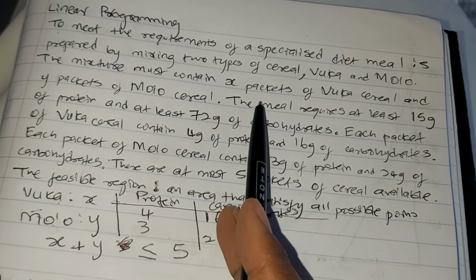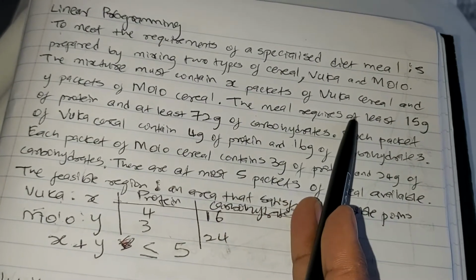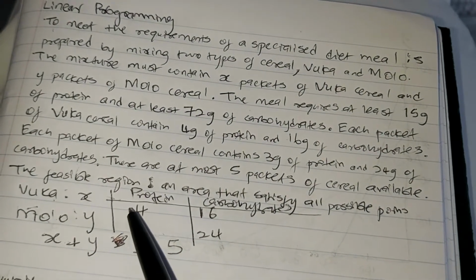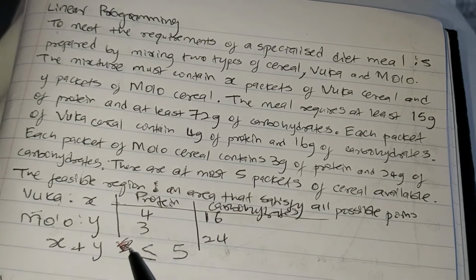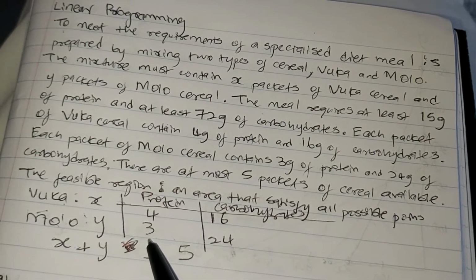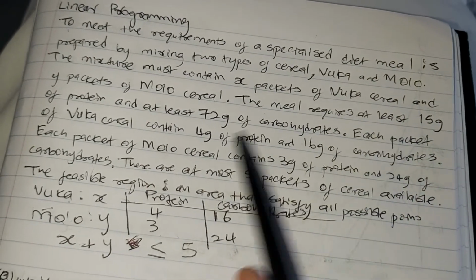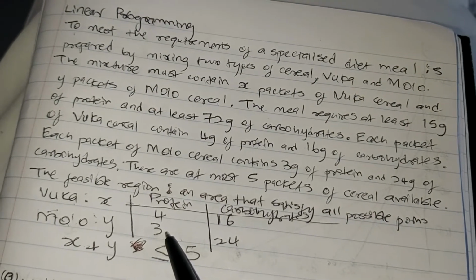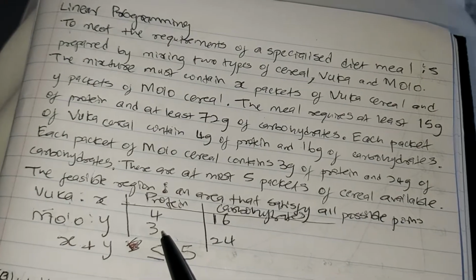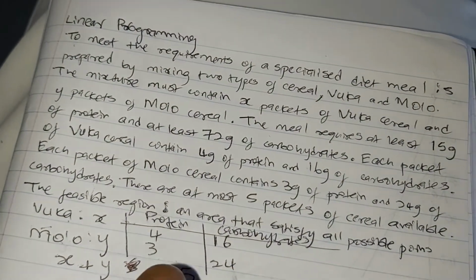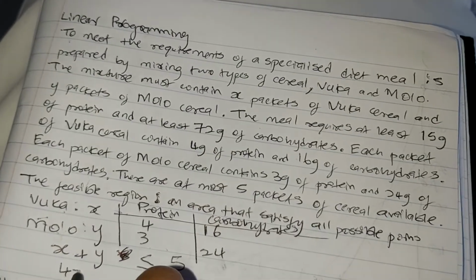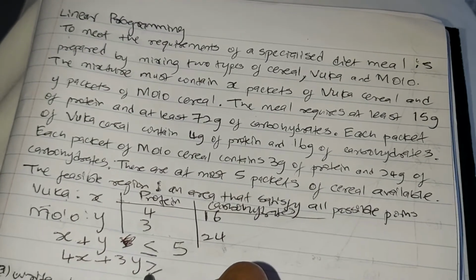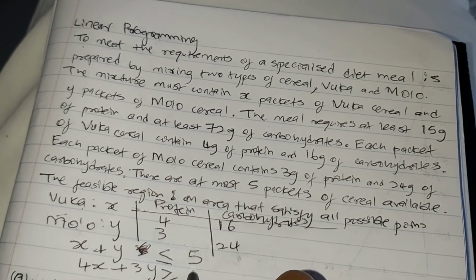Then again, when we go back, they said the meal requires at least 15 grams of protein and 72 grams of carbohydrates. So for proteins, the total must be at least 15 grams. So we're going to have 4x plus 3y is at least 15 grams. And at least is more than or equal to. So we're going to have 4 Vuga, which is x, plus 3 Molo, which is y. It must be greater than or equal to 15 grams.